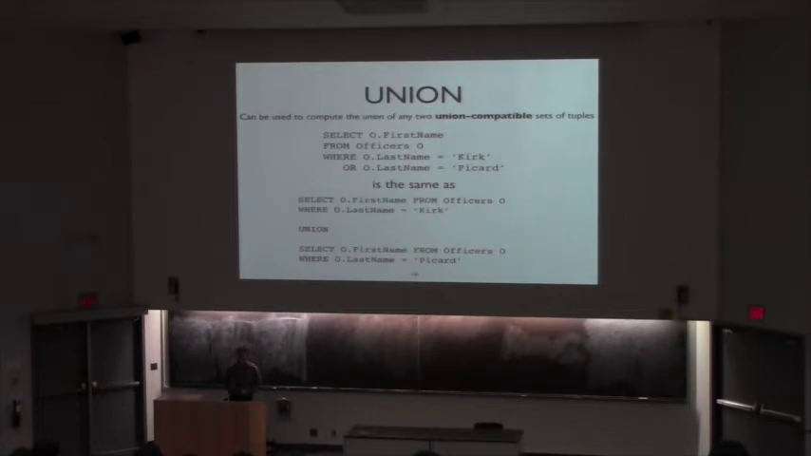In this case, I'd like to find the tuples where the last name of the officer is Kirk, and the tuples where the last name of the officer is Picard, and create a single relation that combines both of them. Note, by the way, that there's a nice tight coupling between union and OR. Those two queries are going to compute exactly the same thing. Questions?